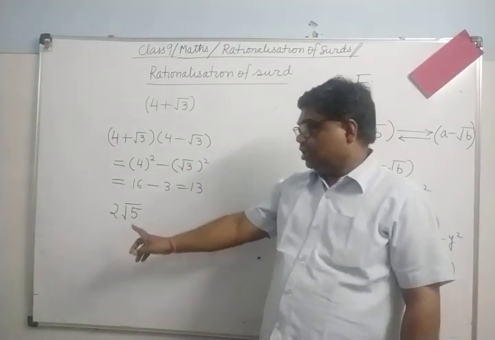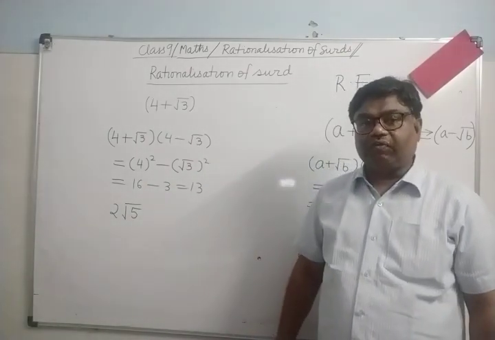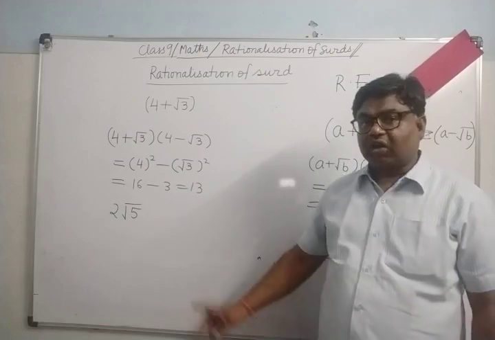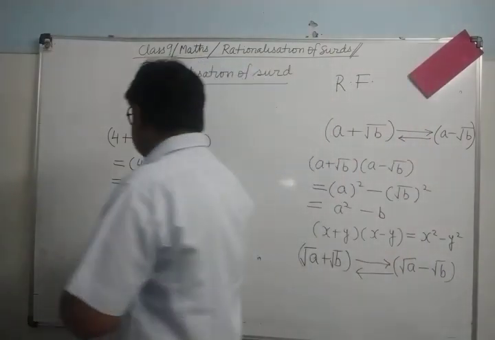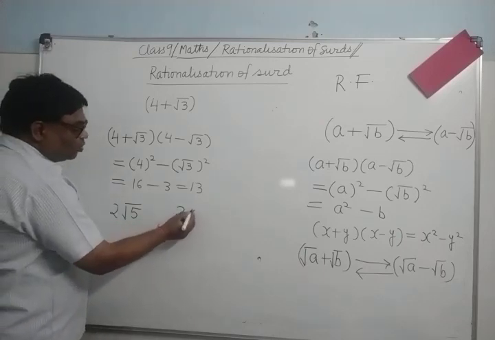And it is a third of the square root of a prime number. It is the square root of a prime number. Is it clear? So what will be its RF? Its RF, you can say, is 2 root 5.